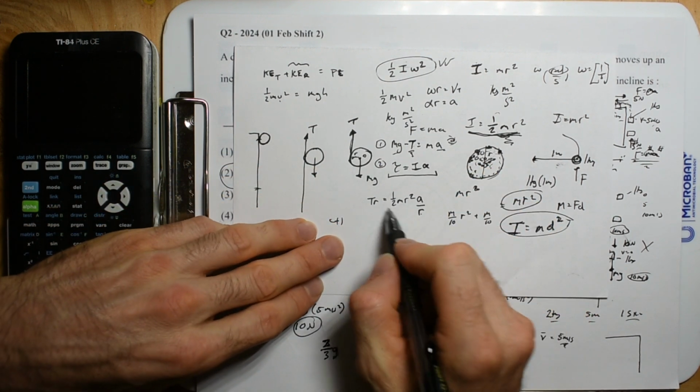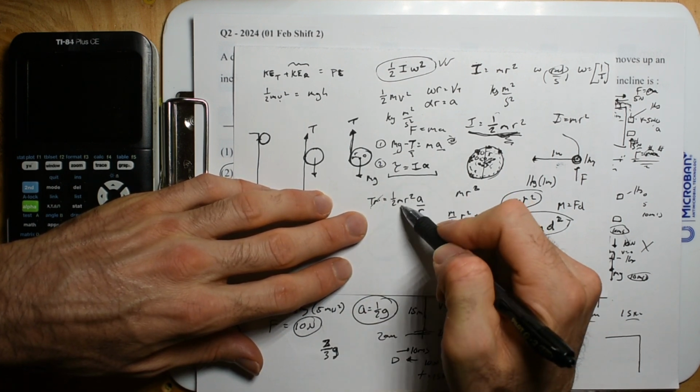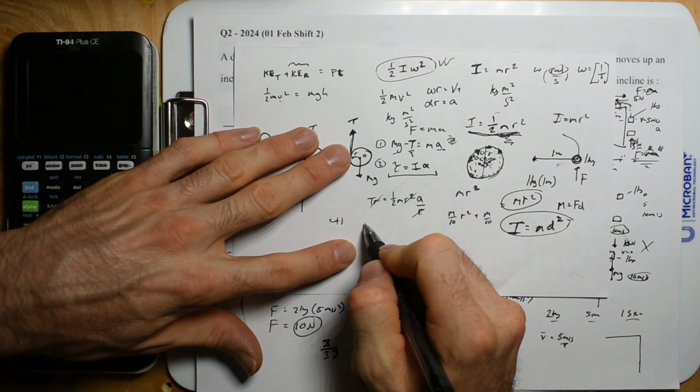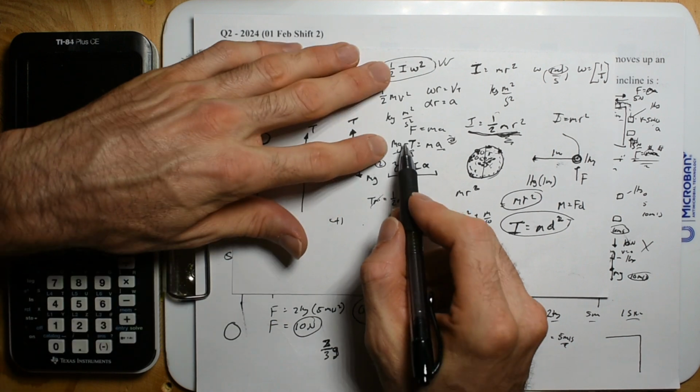We take this radius to the other side. We'll have r squared up here. You see that? And then we can just cancel that r squared with that r squared. And then we'll have an equation for T that's 1/2 ma. That's it. And then we throw that into here.